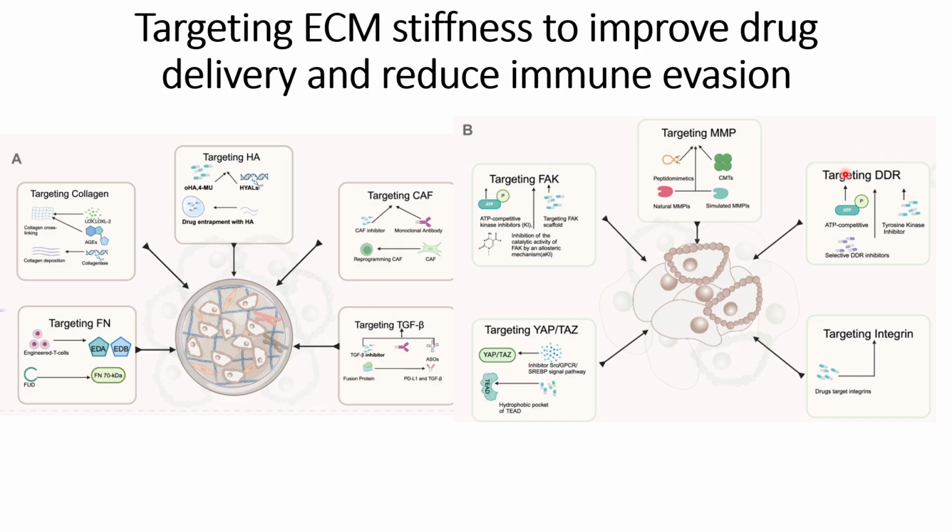The next target could be DDR. It can be targeted using tyrosine kinase inhibitors or through ATP competitive pathways. It can also be targeted using selective DDR inhibitors, which have also been designed. The next target is integrin. Integrin can be targeted directly with drugs, and all this will overall prevent the EMT transitions of the tumor cells. Thereby, it will prevent the migration or invasion of the tumor cells, and the tumor cells can be treated efficiently since they are present in a small region instead of spreading across the body.